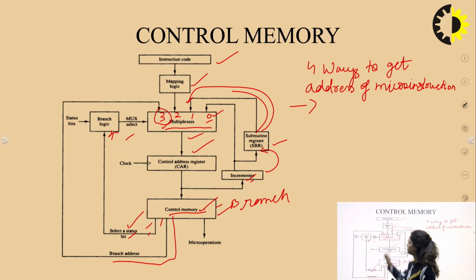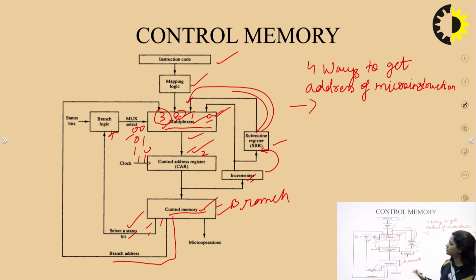If the branch logic is selected here, the select lines will be 0 0, so location 0 will be selected. If it is 0 1, then location 1 will be selected. If it is 1 0, then location 2 will be selected, and we get the address line of location number 2 as output. Similarly for 3, we will have 1 1. So this is the way we obtain the address of a microinstruction stored in the control memory using the 4 different procedures that I discussed.